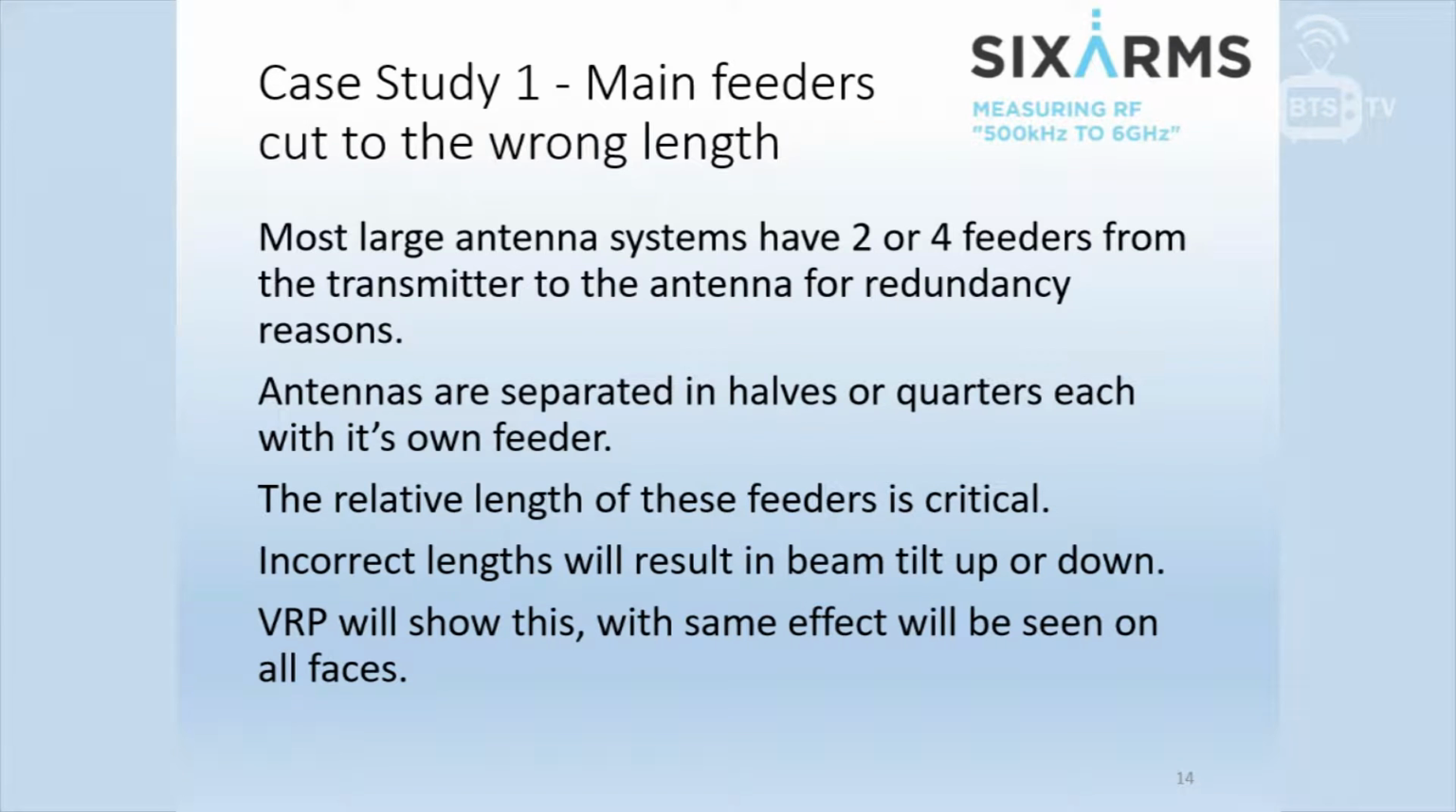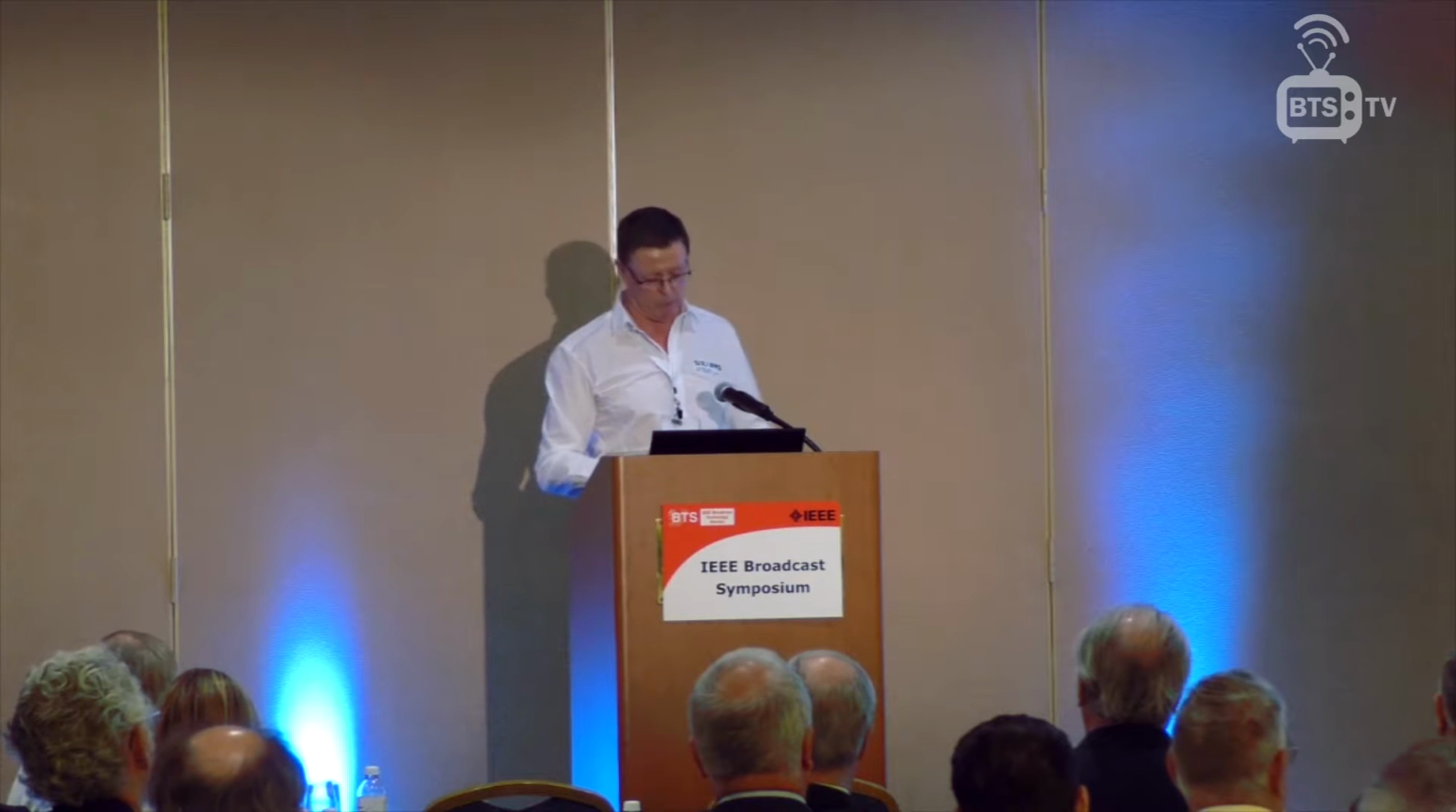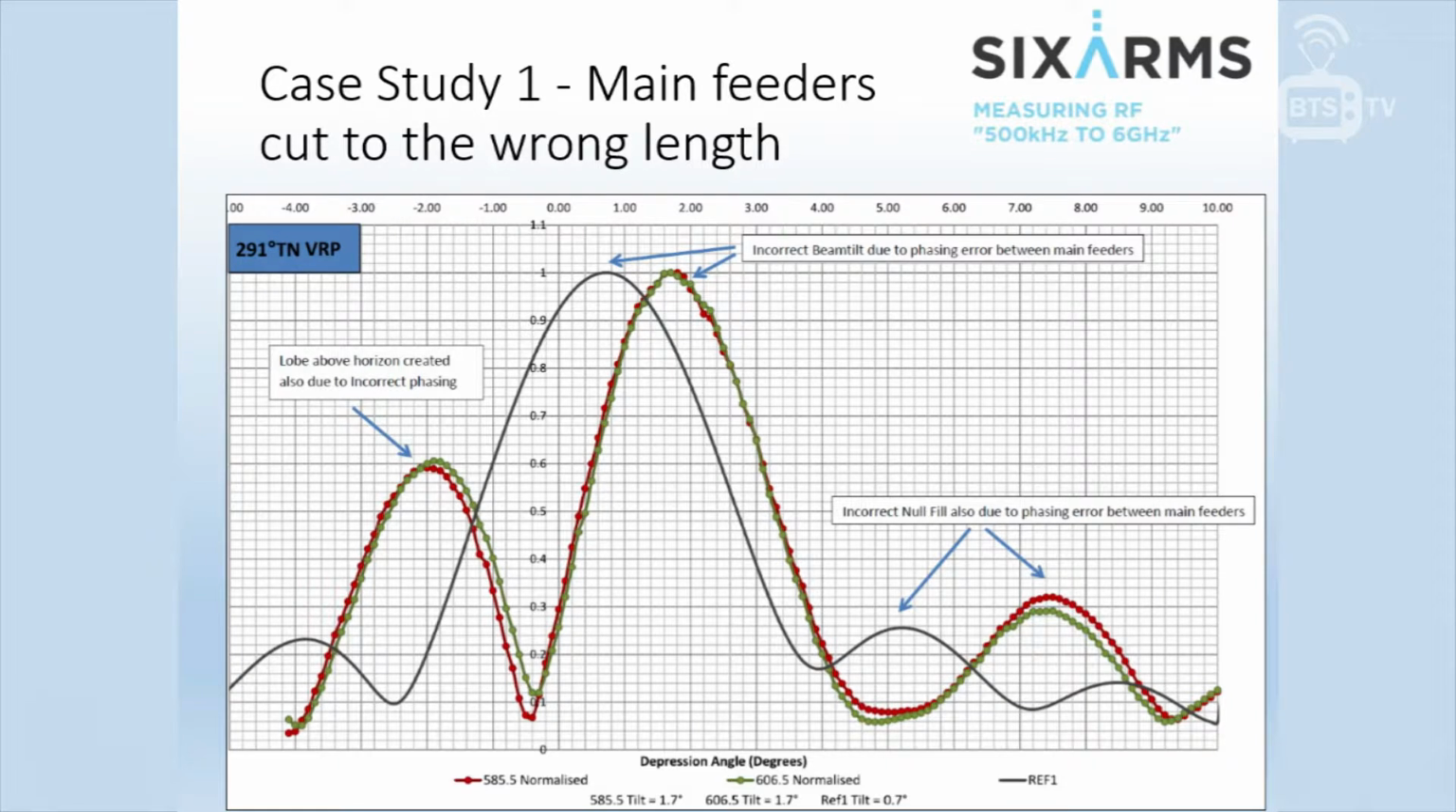If they're wrong, you're going to get a beam tilt up or down or some other similar effects if you've got quarters. So if you do your HRP, you may not pick it up, but if you do your vertical runs, you will pick up the effect. And it starts to look like this. The black line here is what it should be doing. That's the manufacturer's data, the original design document. The measured data that we measured with the drone is the coloured one, and that's for 2 different frequencies.